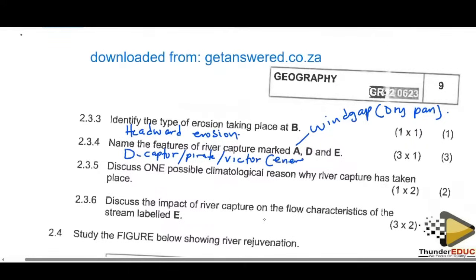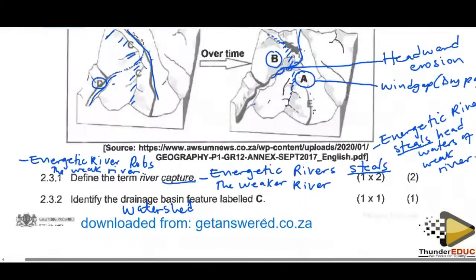That is feature D. If you check feature E, this is our feature E here. Remember, feature E is the one which lost its source. Because remember, it used to flow like this, all the way. But now, that no longer happens.